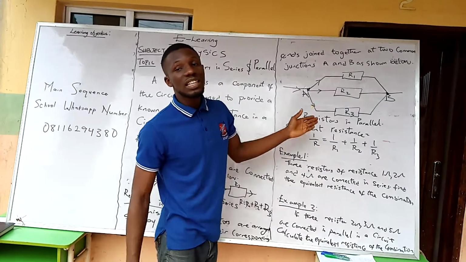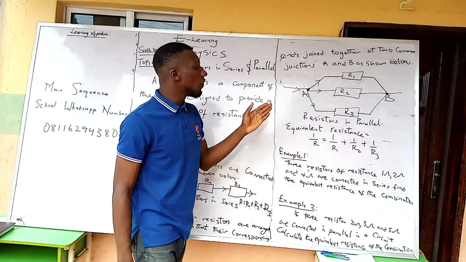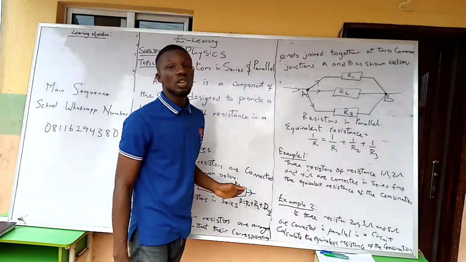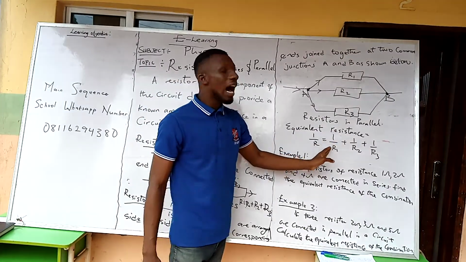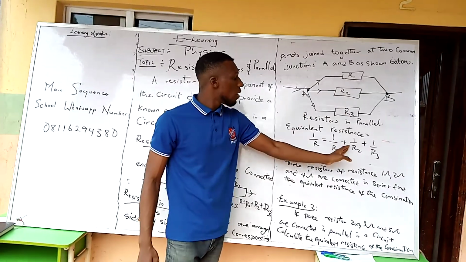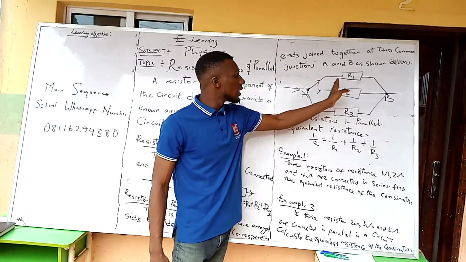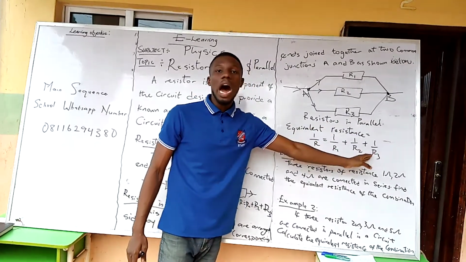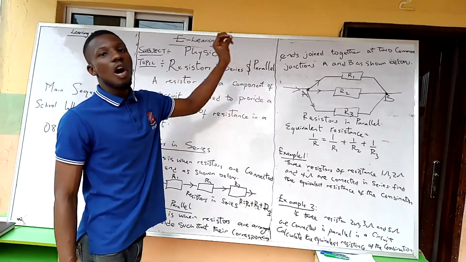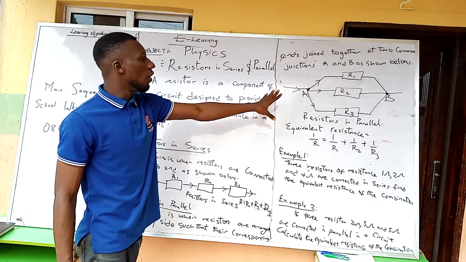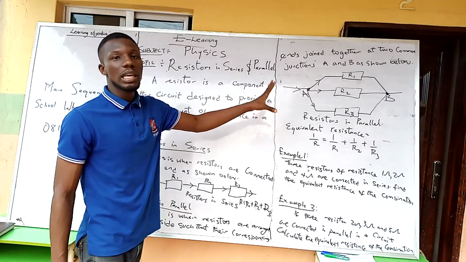Now, the equivalent resistance of resistors in parallel is 1 over R equals 1 over R1, the first resistance, plus 1 over R2, the second resistance, plus 1 over R3. So that will give us the equivalent resistance of the resistors in parallel.